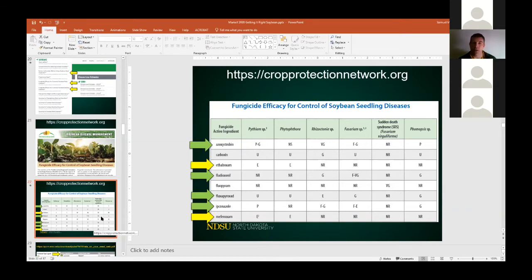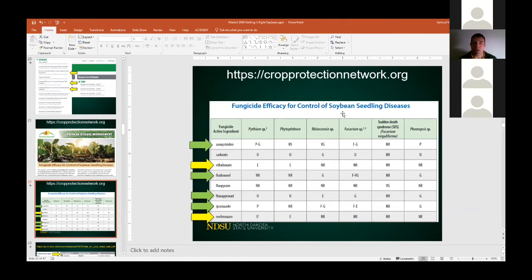And the way you would read this is you've got active ingredients here, so these are all the fungicides. And then across the top, you've got Pythium, Phytophthora, Rhizoc, Fusarium, sudden death syndrome, and Phomopsis. The last 2, we don't need to worry really about in the West at all. We just confirmed this one in Richland County just last year. This one is around, but I don't really see any yield losses coming from it. But these 4 are pretty important.